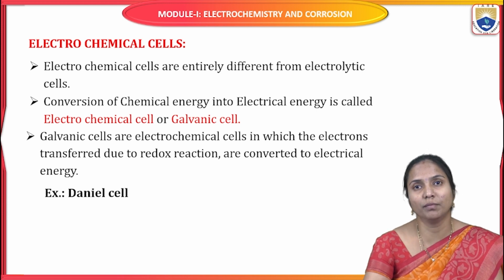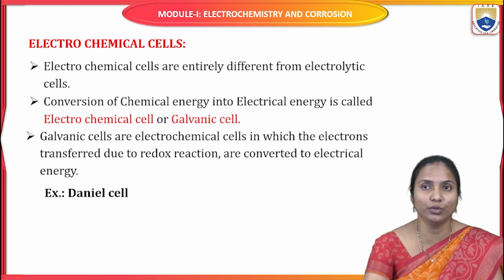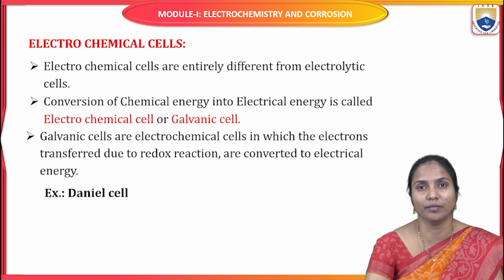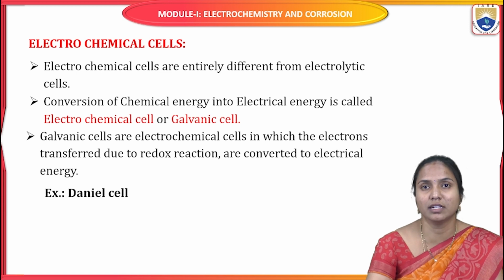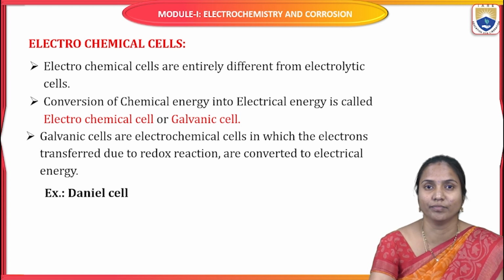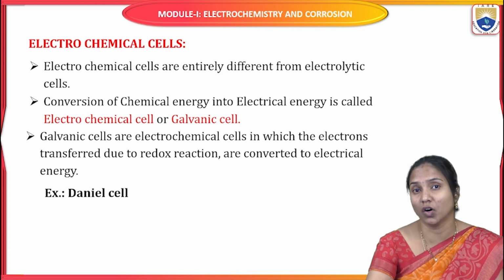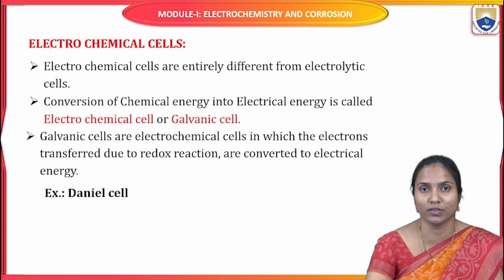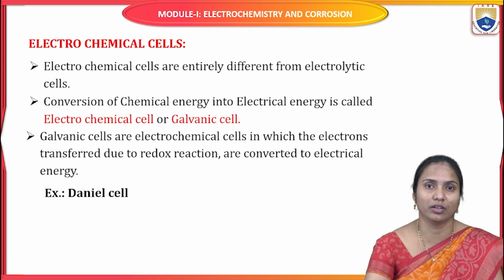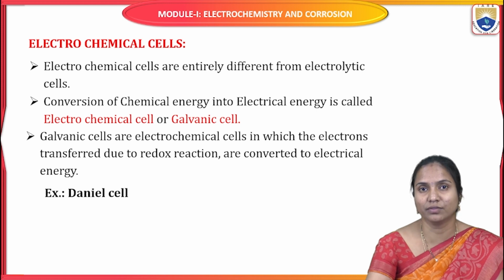So what is the meaning of electrochemical cell? The conversion of chemical energy into electrical energy is called an electrochemical cell or galvanic cell. Galvanic cells are electrochemical cells in which electrons transfer due to a redox reaction. Redox reaction means both oxidation and reduction reactions take place. Already we know oxidation means loss of electrons, reduction means gain of electrons. So here the electrons transfer due to the redox reaction and are converted into electrical energy.